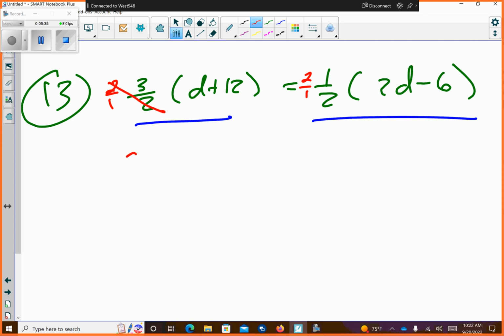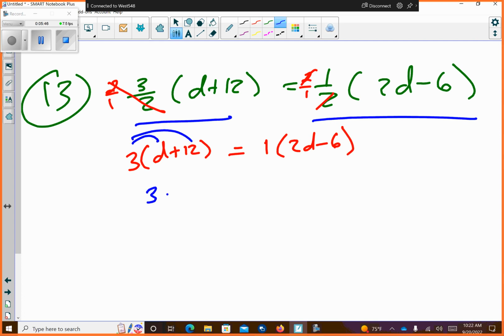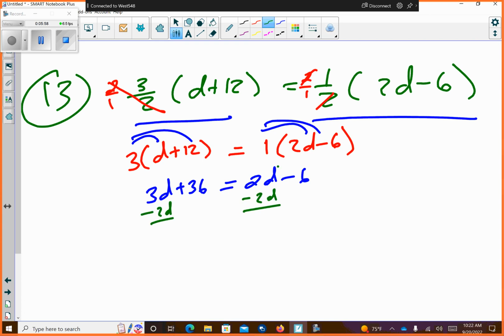That cancels. So that gives me 3d plus 12. This cancels this. That gives me 1 times 2d minus 6. Distribute over the parentheses. So I get 3d plus 36. Distribute here. 2d minus 6. Subtract 2d from both sides. So d plus 36 equals negative 6. Subtract 36 from both sides. Problem's done.